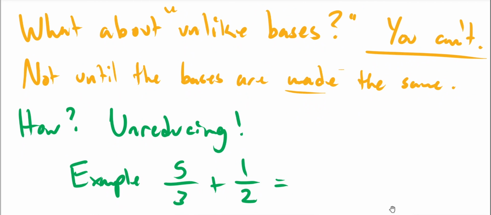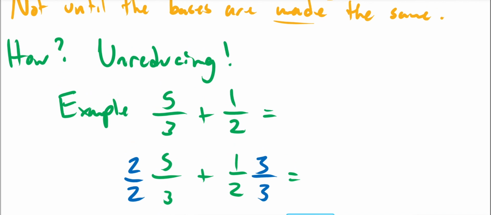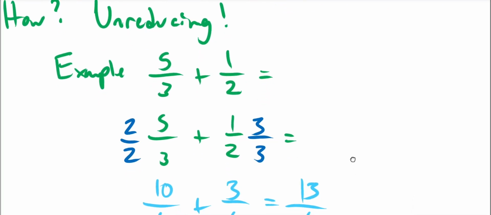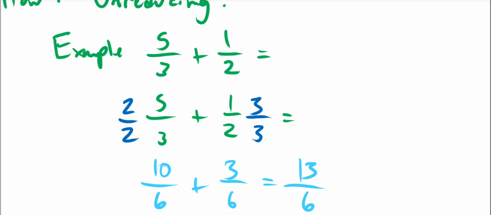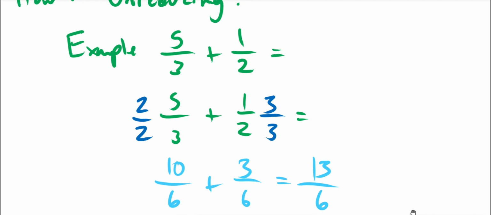For example, if I wanted to add 5/3 plus 1/2, I need to get those bases to be the same. But what if I multiplied by these suspicious-looking versions of 1? This is, of course, this denominator over itself, and this denominator over itself. Well, if I carry out that multiplication top to top and bottom to bottom again, I wind up with 10/6 plus 3/6. Now that I am in terms of sixths, I can just add the numerators together and get 13/6. Notice that the new denominator is neither of these two denominators up here.